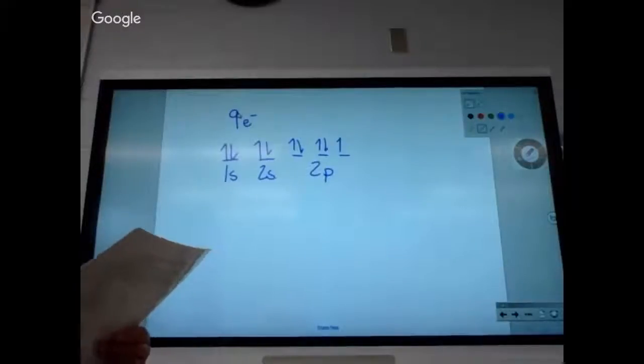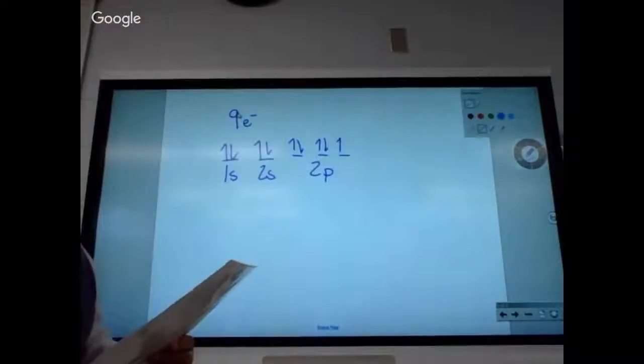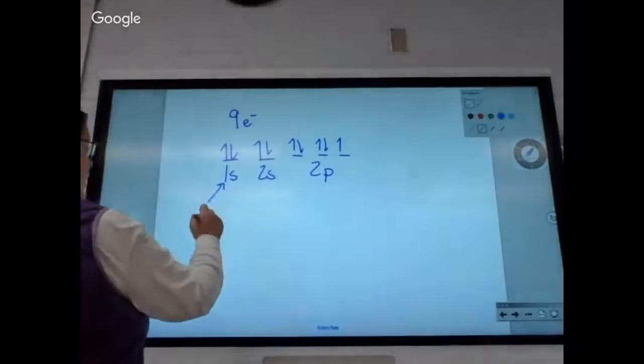All right, and the last one, yeah. What are the numbers of the letters at the bottom called then? Sublevels? Yeah. Yeah, the numbers here, those are energy levels.